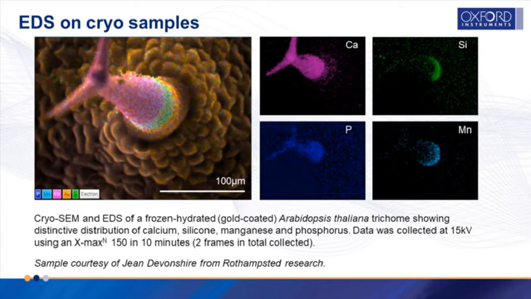Here we have another example of a cryo sample, and this was also collected using an XMAX 150. And this sample shows an Arabidopsis thaliana trichome, which is a hair that projects from the surface of the leaf. These are very complex three-dimensional structures, and they easily get destroyed during traditional EM fixation and preparation.